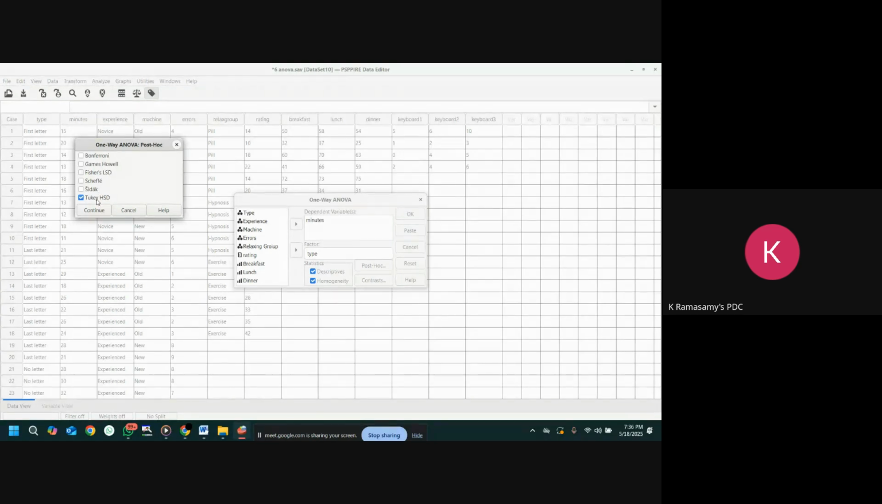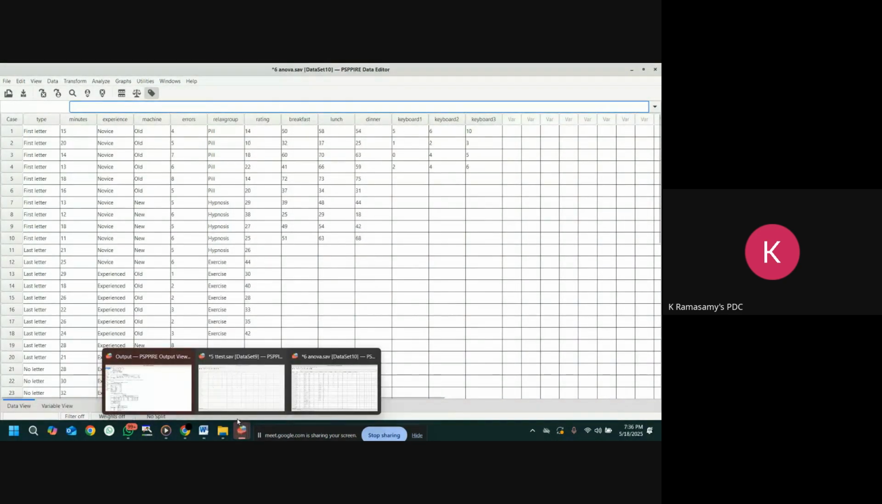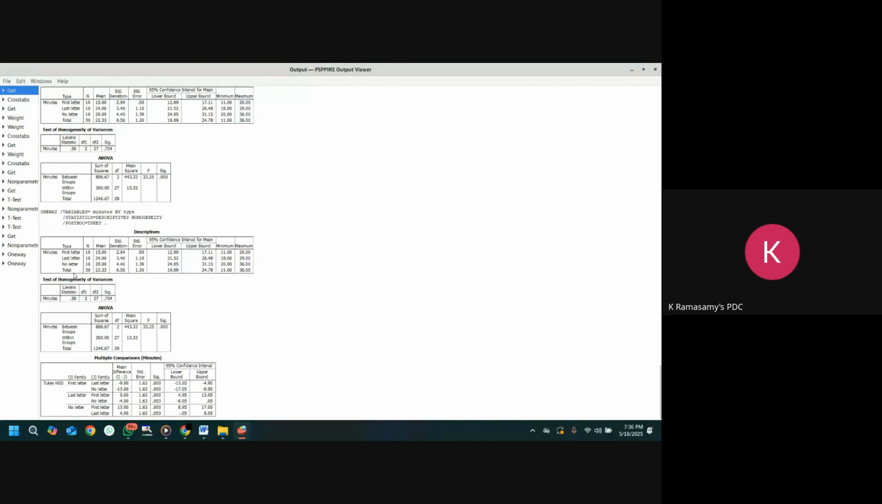In our case, it is equal. So I selected Tukey HSD test. Click continue. Say okay. Now let me run the output window to check further. You can see here same results, homogeneous variance, ANOVA. But now I got one more table called multiple comparisons.